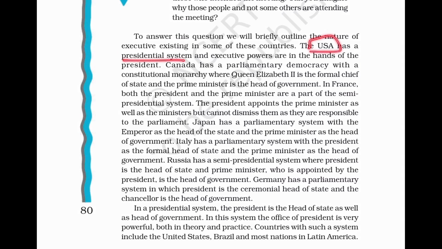So it has a presidential system. So executive powers किसके हाथ में है? President के हाथ में. Canada में किस टाइप की democracy है? Parliamentary democracy. And Canada also has a constitutional monarchy, जहाँ पर queen is the formal chief of state and prime minister is the head of government.